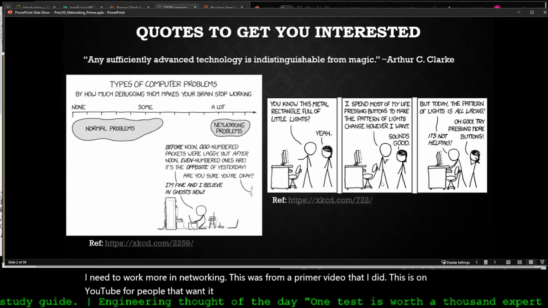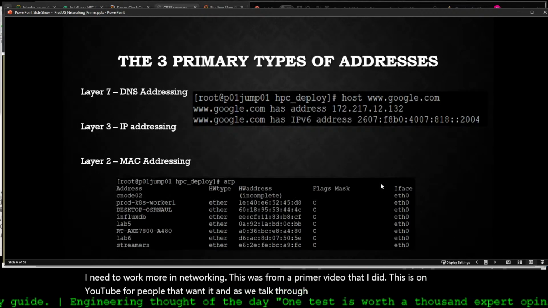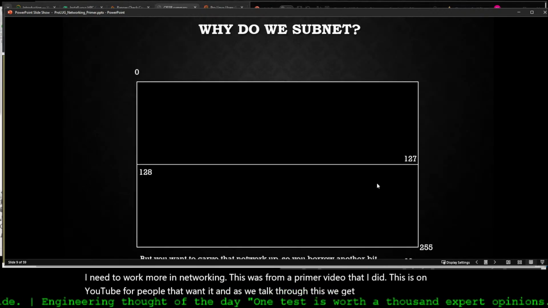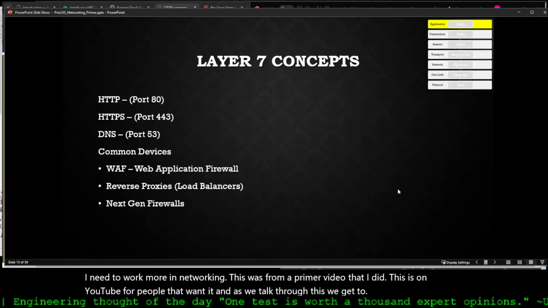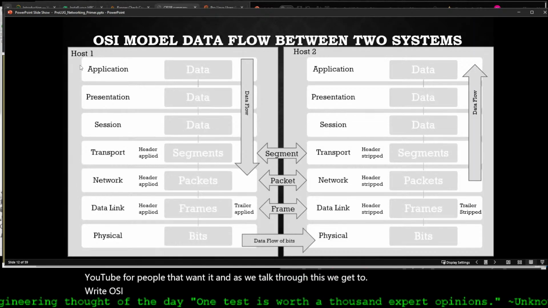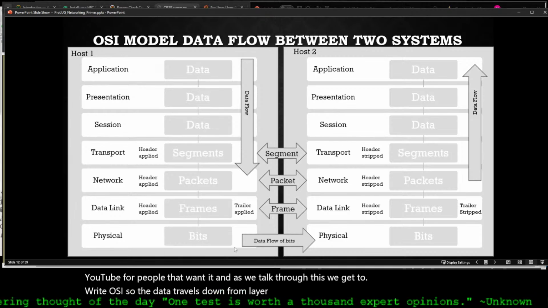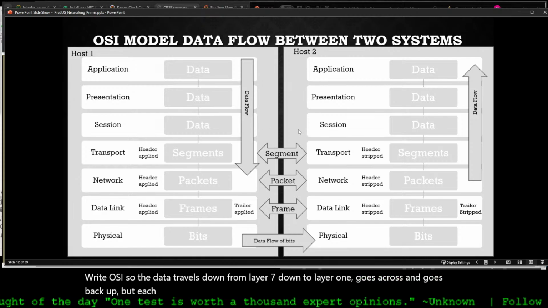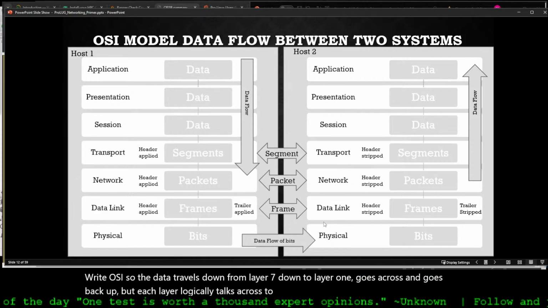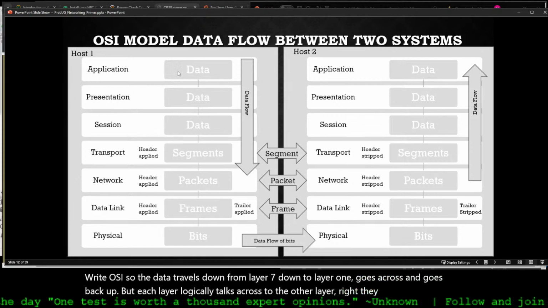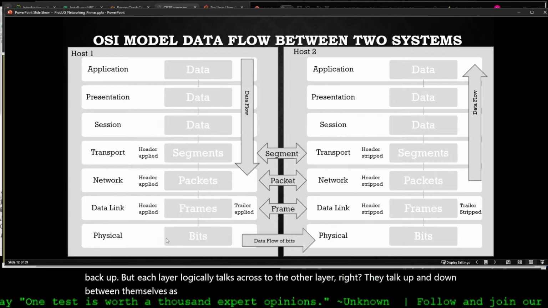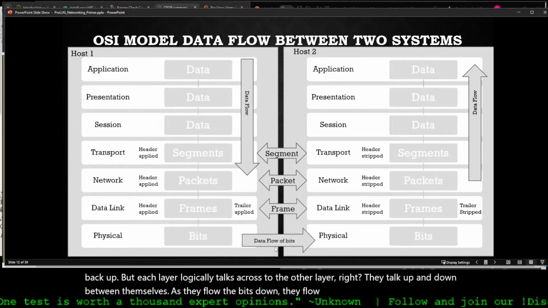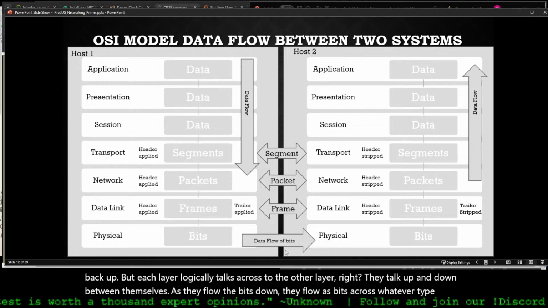And as we talk through this, we get to OSI. So the data travels down from layer 7 down to layer 1, goes across and goes back up, but each layer logically talks across to the other layer, right? They talk up and down between themselves as they flow the bits down. They flow as bits across whatever type of media that they're using.